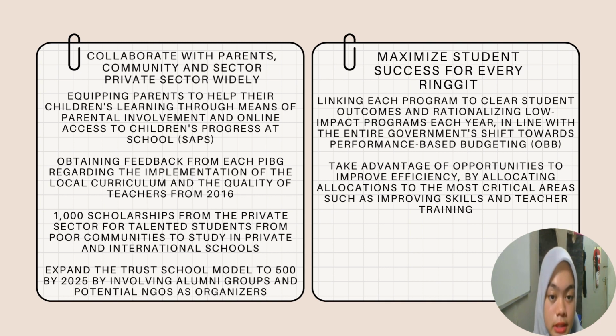It is linking each program to clear student outcomes and rationalizing low-impact programs each year, in line with the entire government's shift towards outcome-based budgeting, or what we also know as OBB. It is also about taking advantage of opportunities to improve efficiency by allocating funds to the most critical areas such as improving skills and teacher training.